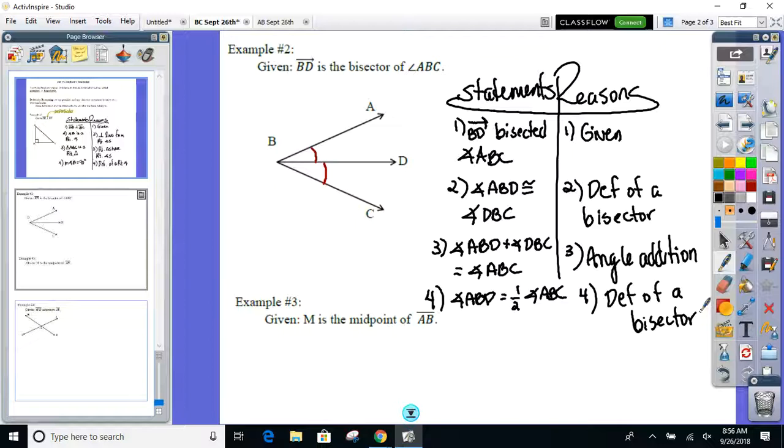Okay. And could we do another step and instead of ABD, substitute in DBC? Yeah, we could. Let's just hold the brakes here. All right, hold the brakes. Questions? All right, next one.